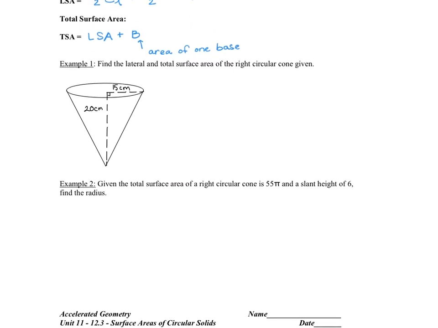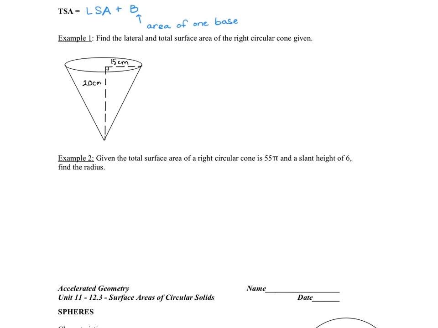Let's try a couple of examples. In the first case, it's asking us to find the lateral surface area and the total surface area of the right circular cone shown. So the lateral surface area we can find by taking 1/2 the circumference of the base times the slant height, or pi times the radius times the slant height.